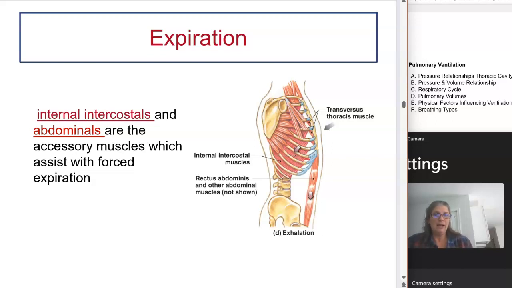We don't breathe like that, right? That would be weird. But so there's always air left in there. So if we want to try to get that out, we would use our internal intercostals. Remember, they're pulling the rib cage down. And then you use your abs. And so those are going to be the accessory muscles for exhalation to help with that process.